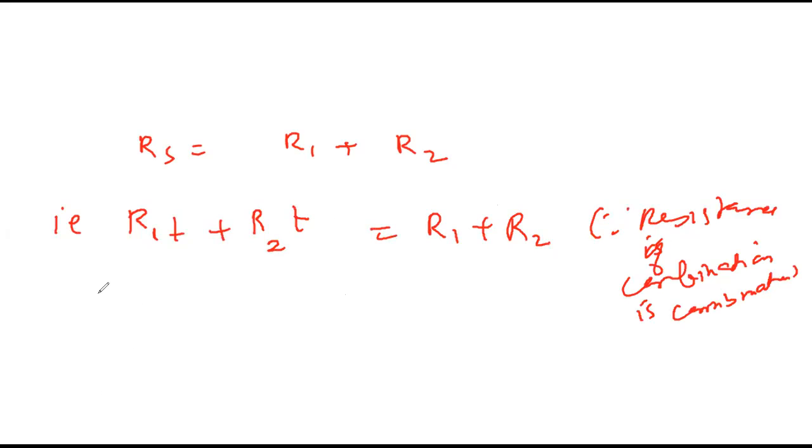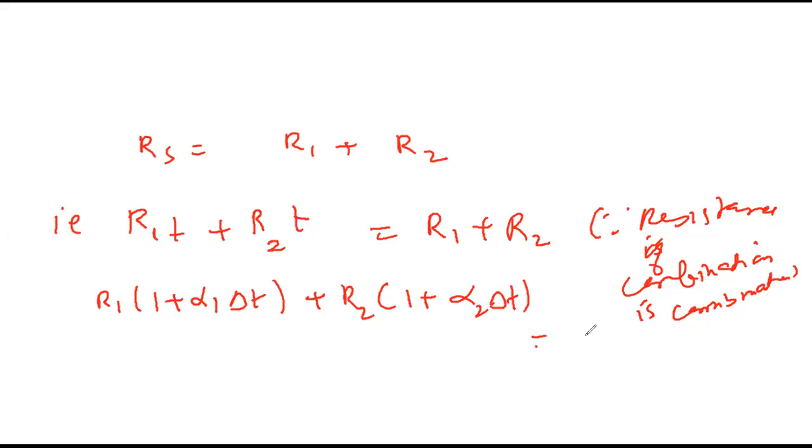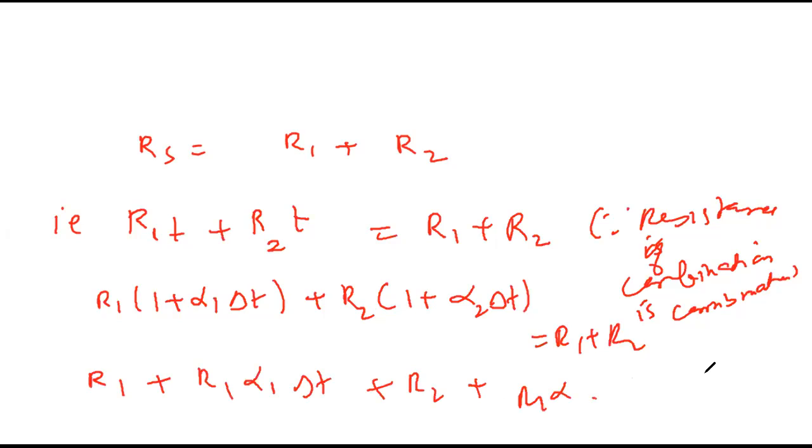So this I can say R1 into 1 plus alpha 1 delta T plus R2 into 1 plus alpha 2 delta T is R1 plus R2. This can be assumed as a 0 degree wala, matlab R1 at 0 degree. So this is R1 plus R1 alpha 1 delta T plus R2 plus R2 alpha 2 delta T is R1 plus R2. Okay.